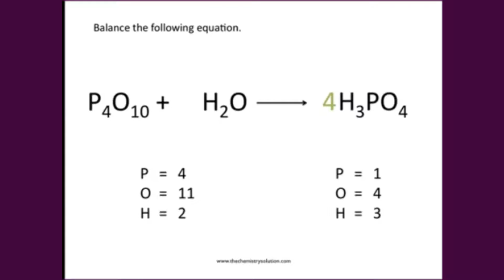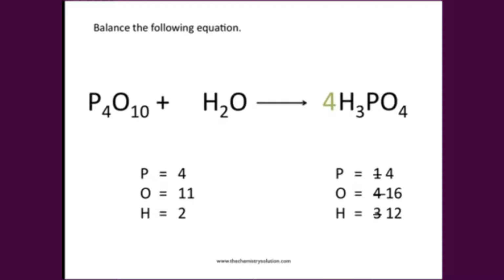By adding 4 as my coefficient in front of H3PO4, I have not only now changed the number of phosphorus atoms I have, but I've also changed the number of oxygen atoms and hydrogen atoms. So to determine the number of oxygen atoms I now have on the product side, I multiply the coefficient by the subscript on the oxygen, which gives me 16. And to determine the number of hydrogen atoms I have on the product side, I multiply the coefficient by the subscript on the hydrogen, which gives me 12 hydrogen atoms.